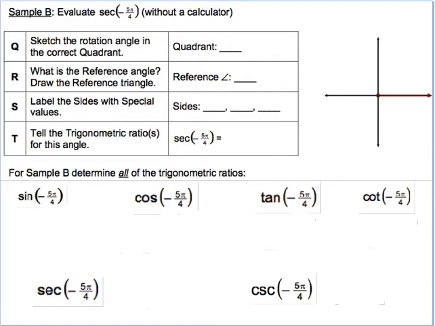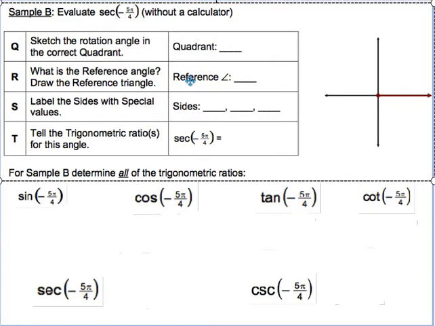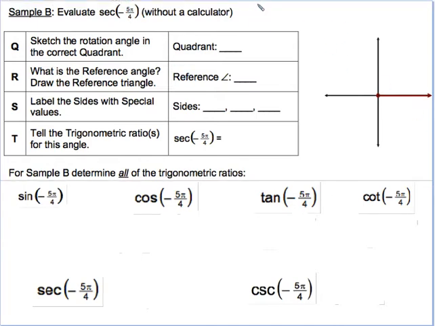Let's look at our next example. We want to find secant of negative 5 pi over 4. That's a radian value, and for most of you, it will help if you convert that into degrees. So we have 5 pi over 4. We are dividing it by pi and multiplying it by 180. So pi is going to disappear. 180 divided by 4, that's going to be reduced.